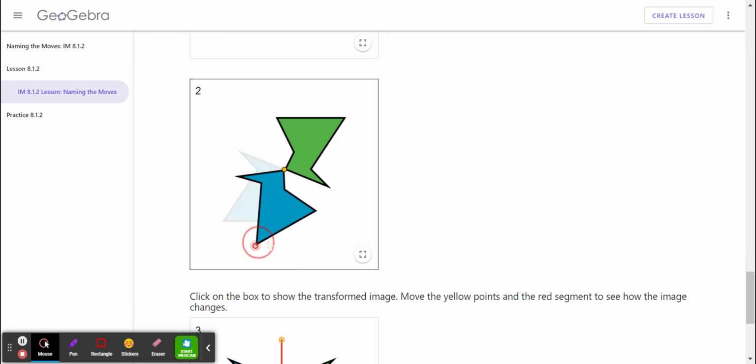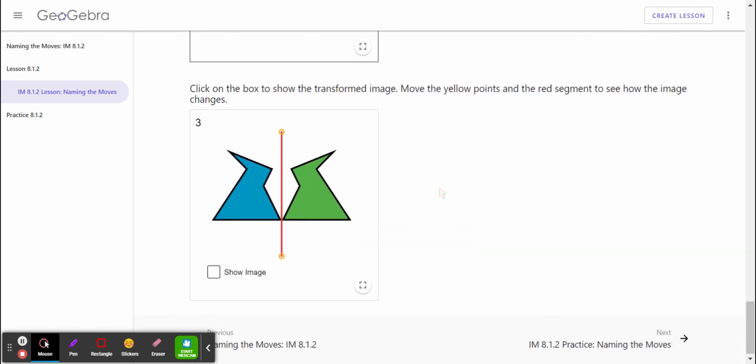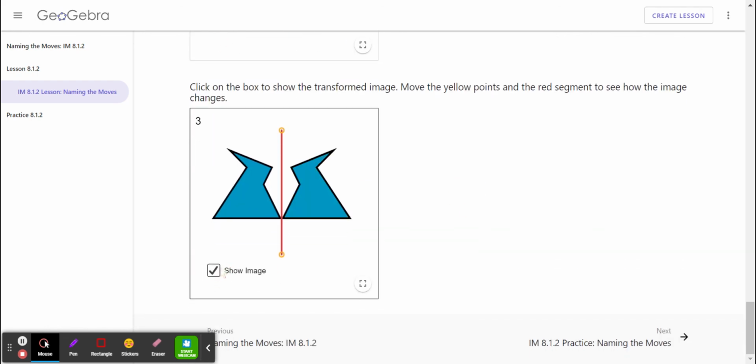This move right here is when we spin our shape. We spin to reach the new shape. And this move right here, this is called a rotation. And this final move here is called a reflection. It's when we flip the image over the red line.